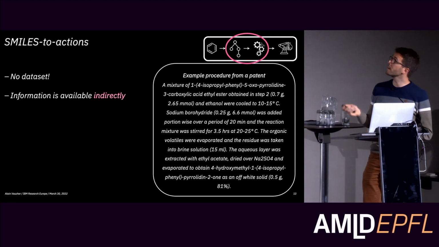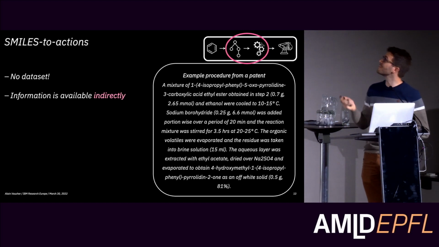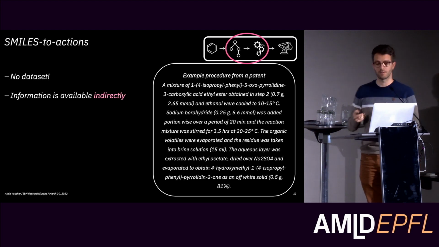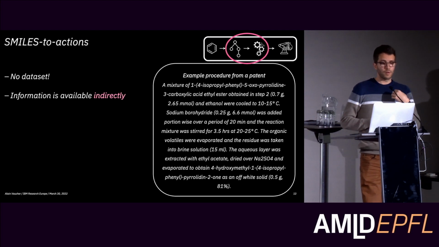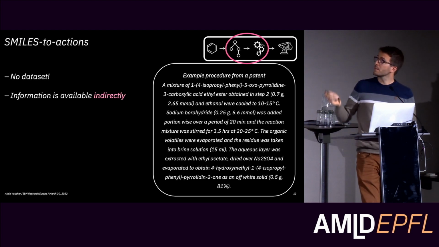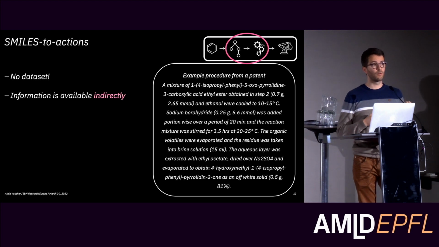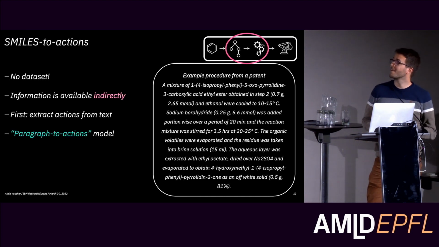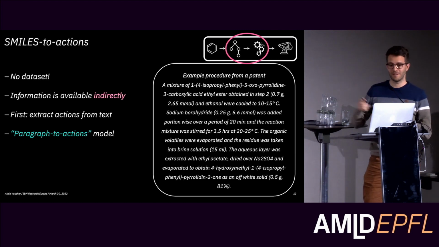So here we have the example of a patent where we see inside some addition, then stirring, concentration, extraction, drying, and so on. So if we want to use information like that in order to train the model for predicting the actions to make in the lab, we will first need to extract this information from text. So what we did was we took a detour and trained a different model to extract those actions, which is what I'm going to talk about in the next few slides.